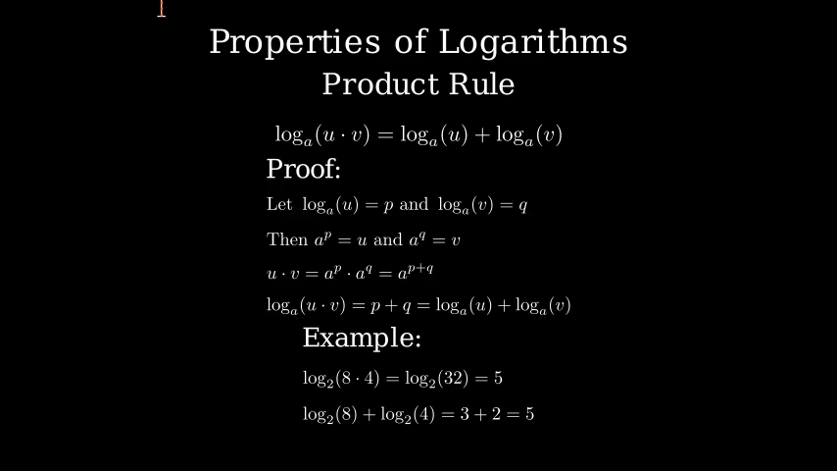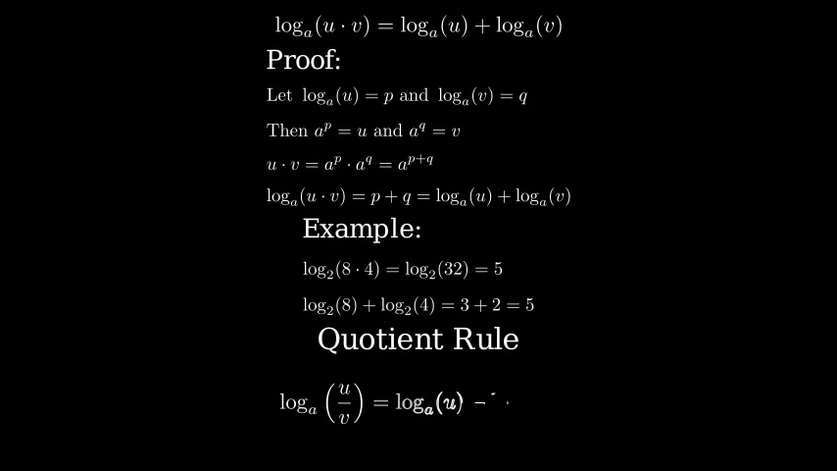Next, let's look at the quotient rule. The logarithm of a quotient equals the logarithm of the numerator minus the logarithm of the denominator. Mathematically, log base a of u divided by v equals log base a of u minus log base a of v.